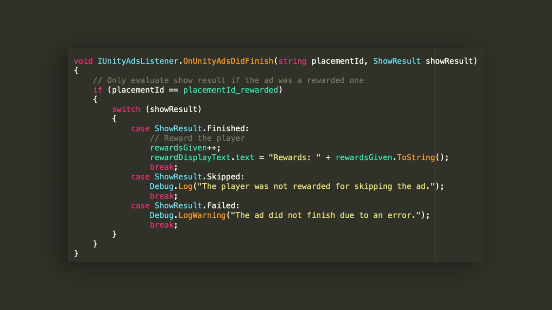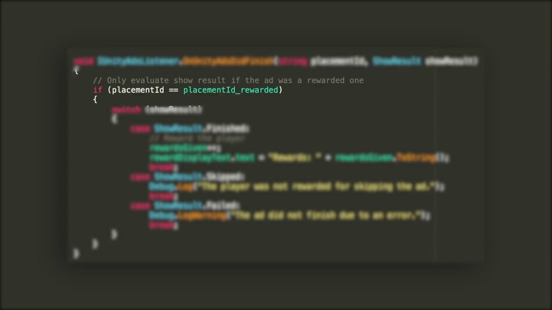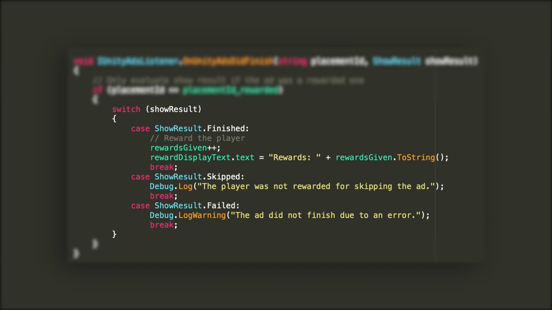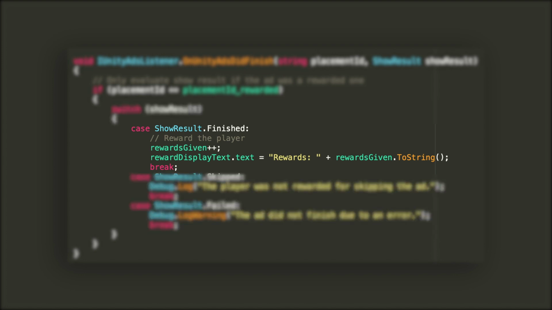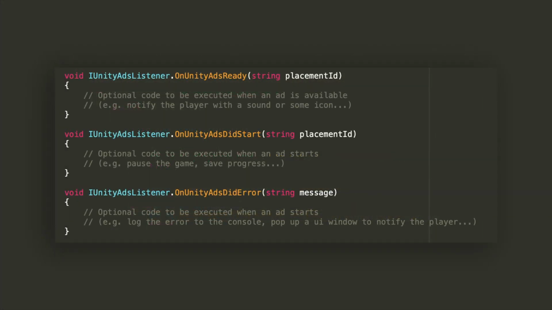The first one, and the only one we're gonna use, is the OnUnityAdsDidFinish function, which takes a string called placementID and the showResult, which is an enum, as arguments. In this function, we're gonna evaluate if the placement ID of the ad that just finished playing is the rewarded one, and if so, we're gonna pass the show result through a switch statement. This is gonna make us able to reward a player only if the ad has successfully finished playing and is not being skipped. Lastly, we need to implement the remaining functions defined in the IUnityAdsListener interface, but we don't really need them, so you can leave them blank.